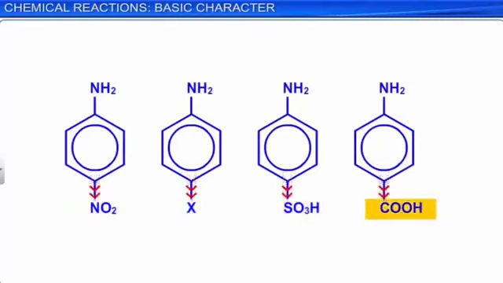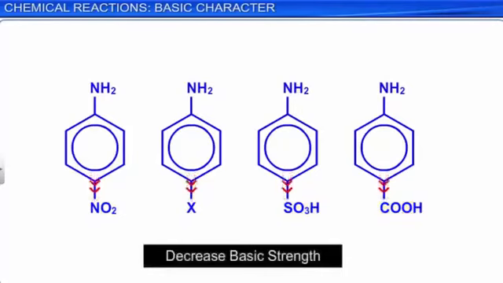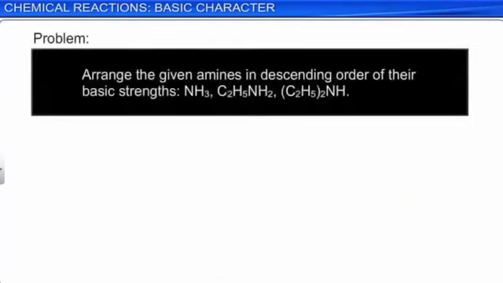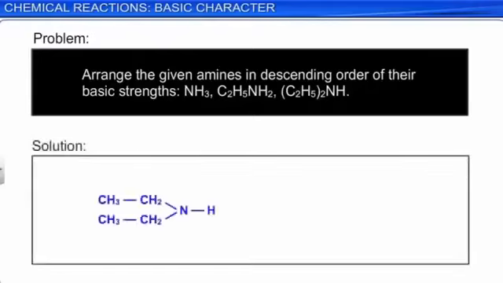Here's a problem for you to try. Arrange the given amines in descending order of their basic strengths. Try to work out the answer yourself before checking the solution. The descending order of basic strengths of the amines and ammonia is: dimethylamine is greater than ethylamine is greater than ammonia. This is explained on the basis of the plus I effect of the alkyl groups. The more the number of alkyl groups, the more will be the plus I effect.